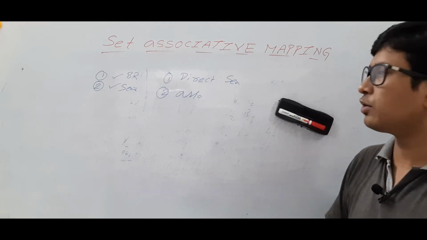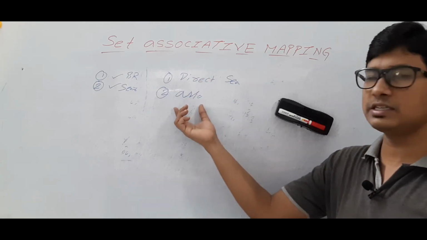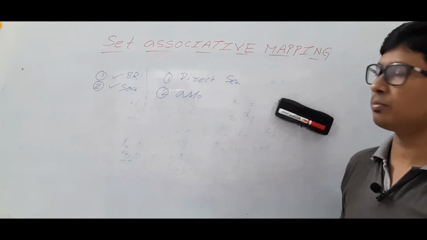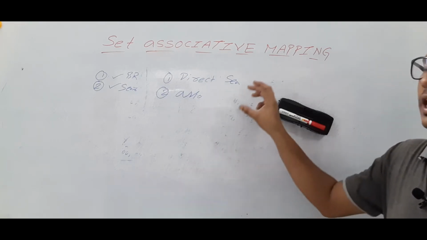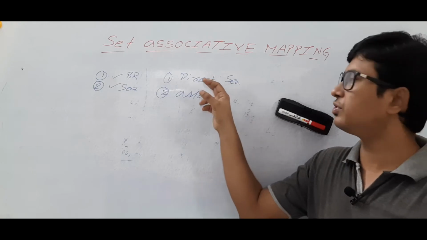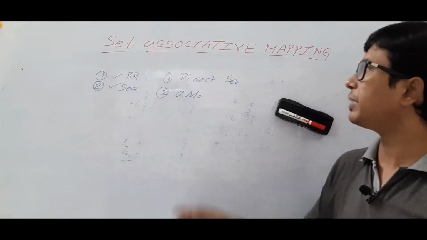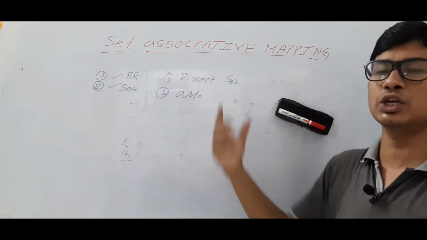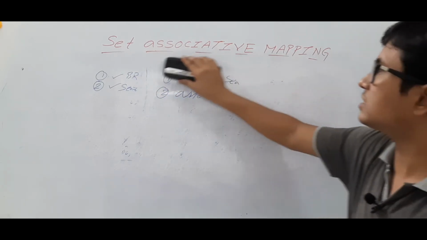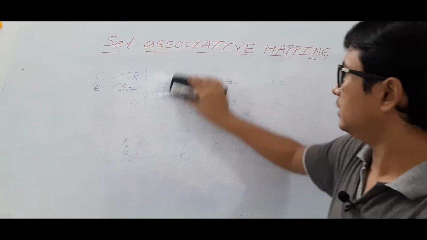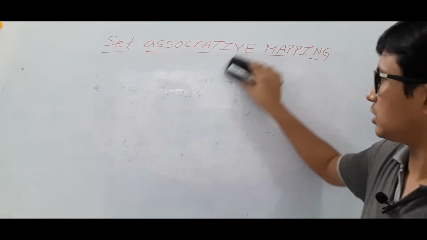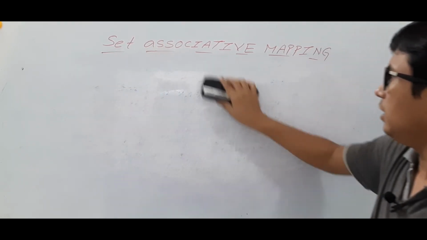So there is an advantage with direct mapping and an advantage with associative mapping. So they combined the advantages of direct mapping and associative mapping and designed a mapping technique called set associative mapping. Now we will discuss how it works, and why it is called set associative. Now let's take that.